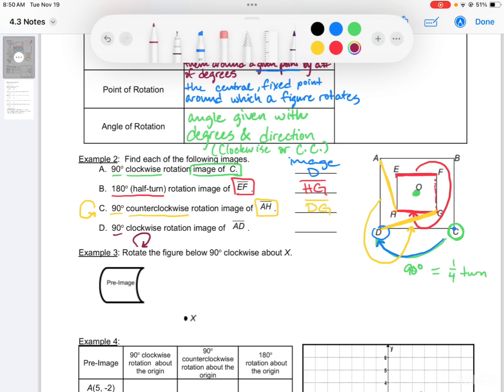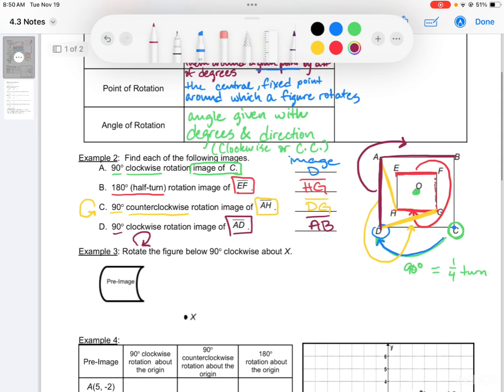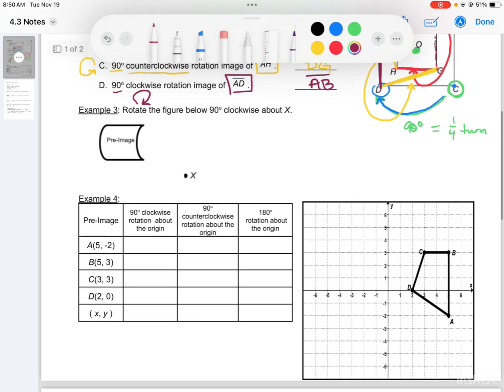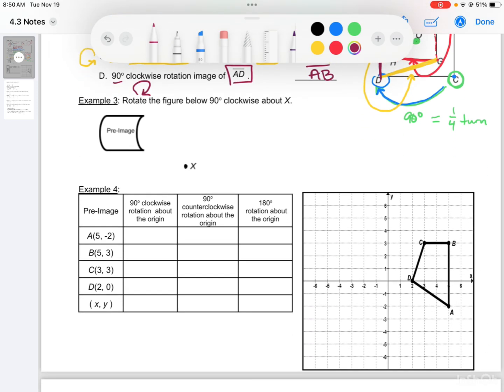And then lastly, we've got a 90 degree clockwise rotation of AD. If I find AD, it's this whole side right here that I just colored in purple. It's going to go 90 degrees to the right, which will bring it up to where we find AB.